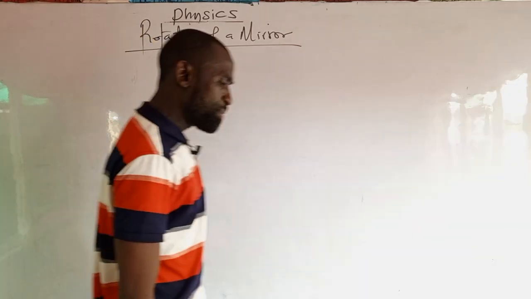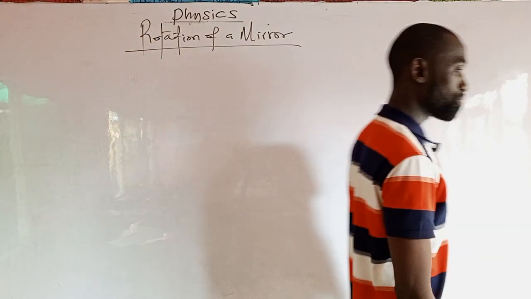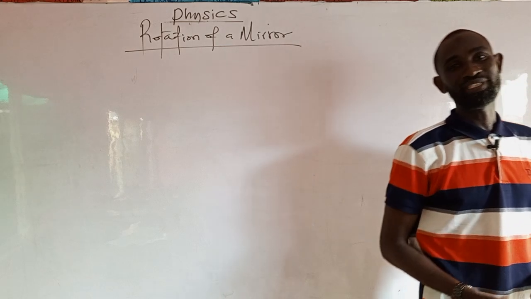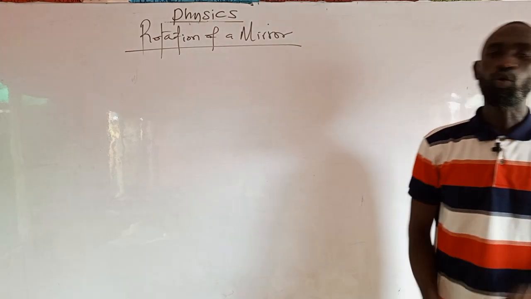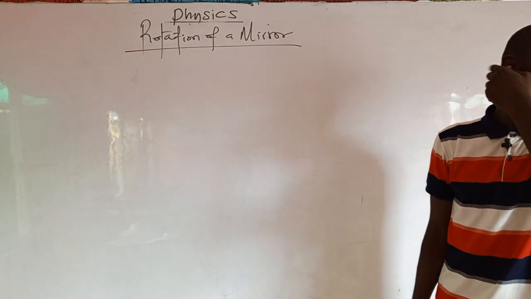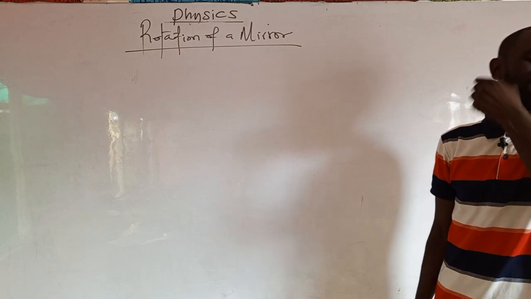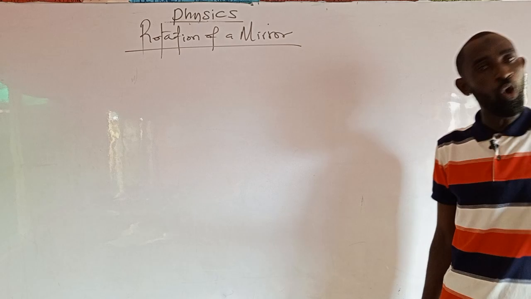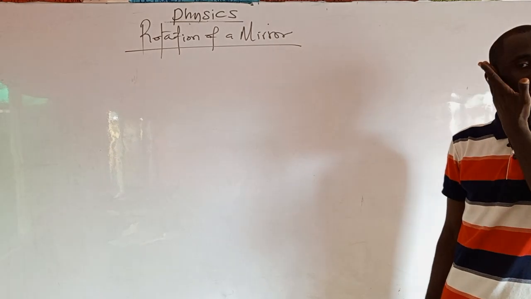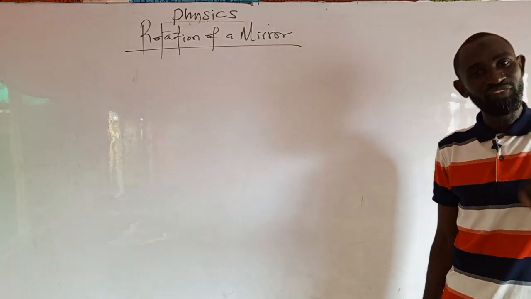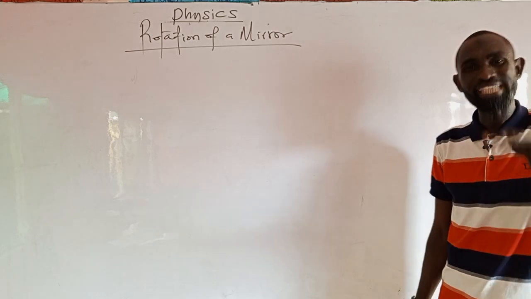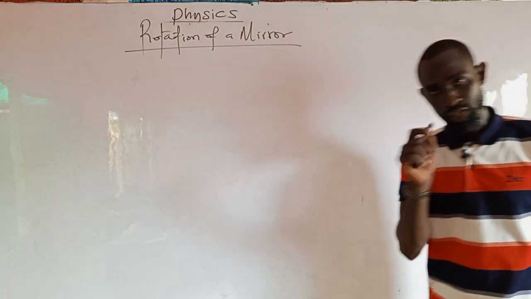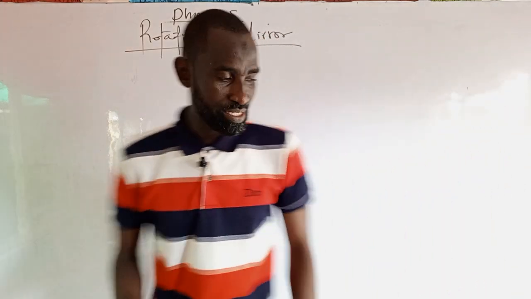Now, whenever a mirror is rotated through an angle, let's assume that angle is theta, it is only the reflected ray that will be affected. The incident ray will be fixed. So what they will ask us is: what is the angle turned by the reflected ray? That angle turned by the reflected ray is always twice the angle of rotation.